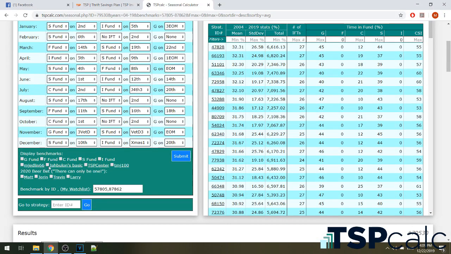There's some other benchmarks here. These 4 are from the seasonal strategies threads over at tspcenter.com, which is a forum. This right here is a 2020 beer bet between myself and the 3 other Facebook admins. I'm going to win because I do. And so there's the 4 of us, and you can check those 4 boxes so that you can compare your own strategy against the 4 of us throughout 2020.